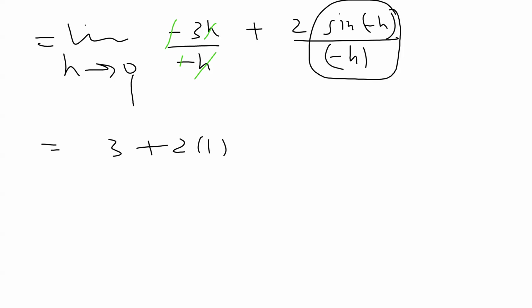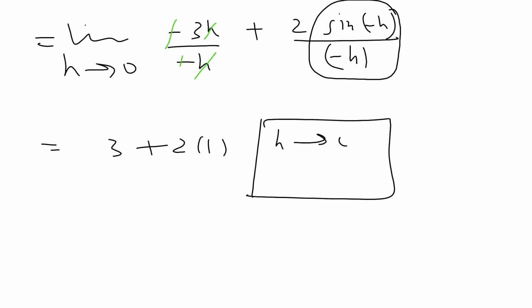Now this part is going to be 1 because h is approaching 0. The formula we have used is sine x upon x is equal to 1 where x is approaching 0. But we need to mention one thing over here: as h approaches 0, therefore negative h also approaches 0. Which is equal to 5. So this is the LHL.